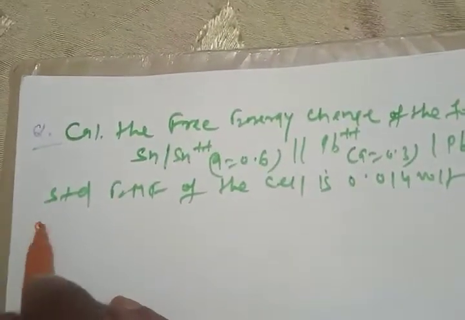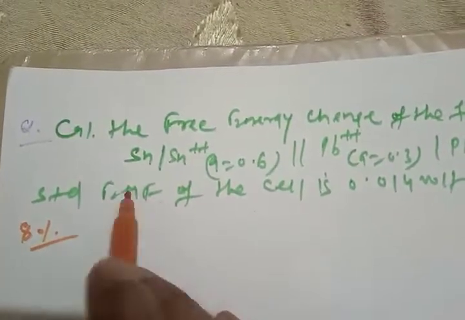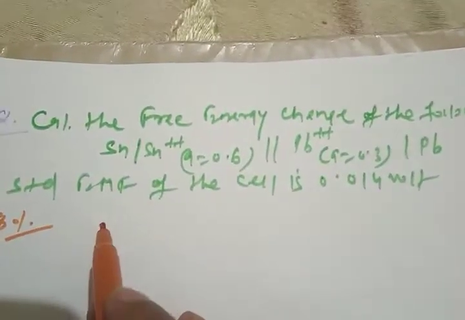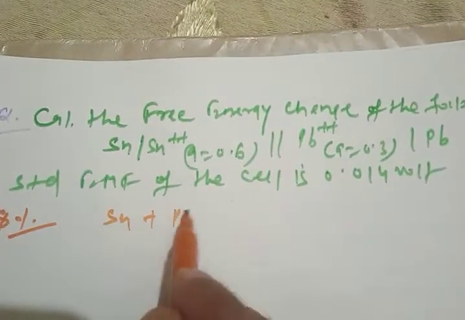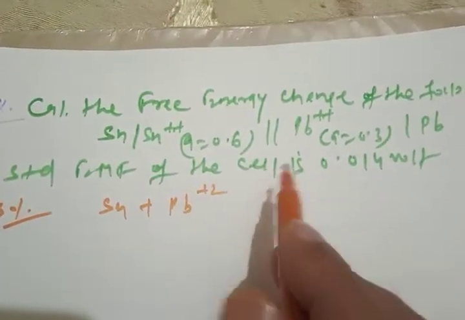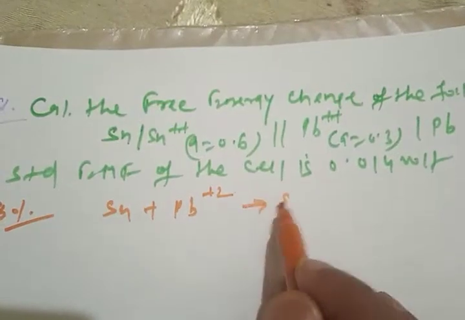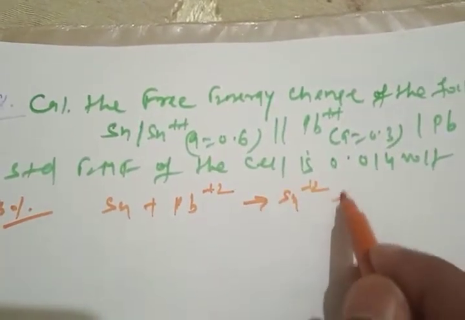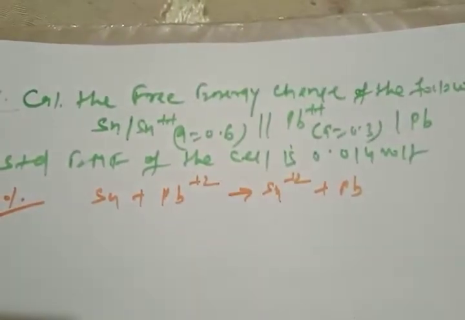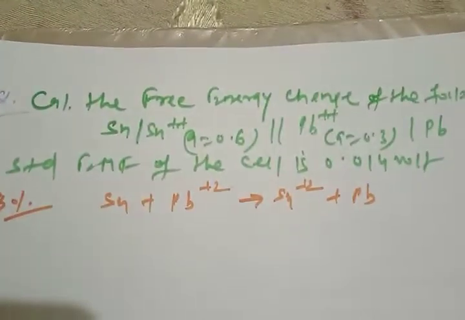So this was the question. Let's start the discussion. Solution. As per this given to you, the cell reaction will be Sn plus lead plus 2, and this will give you Sn plus 2 and lead. This is the cell reaction on the basis of the given.